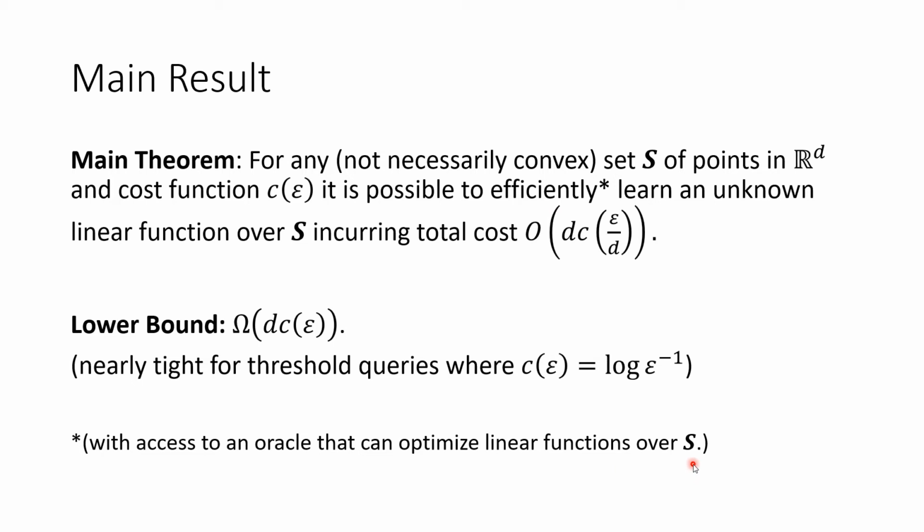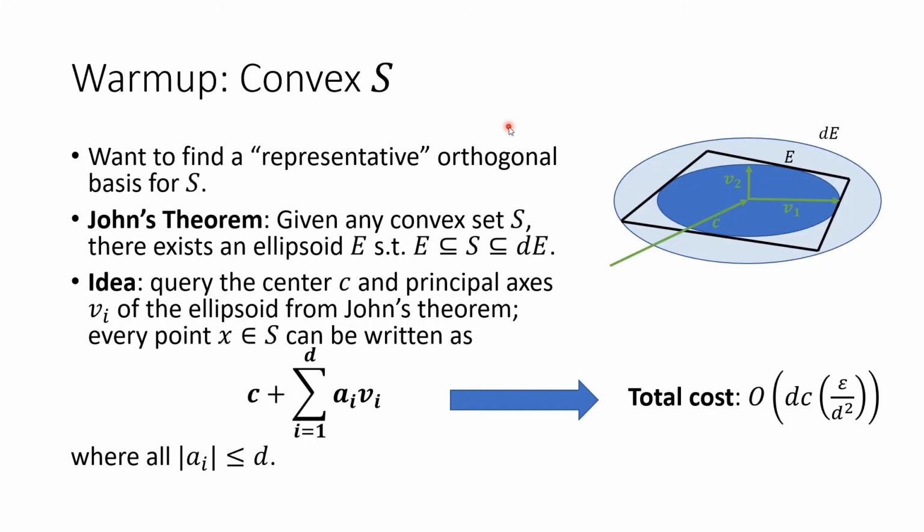This is a fairly weak constraint. It's true for, or it's a general assumption for convex sets. It's true for point sets, and it's also true for weirder non-convex sets you can imagine, like unions of a small number of convex sets. So as a warm-up, let's consider what happens if S is convex.